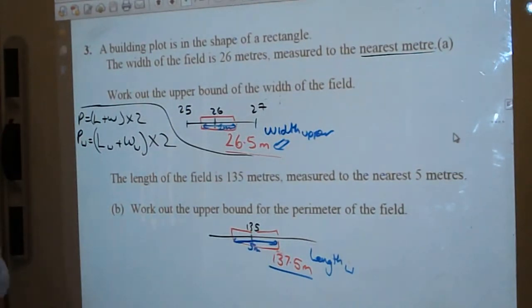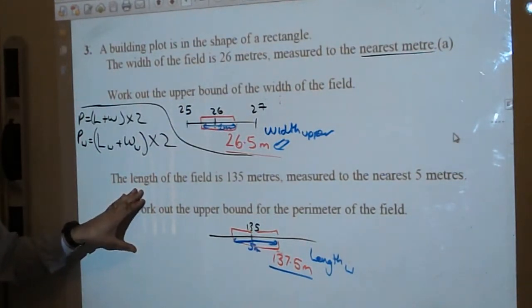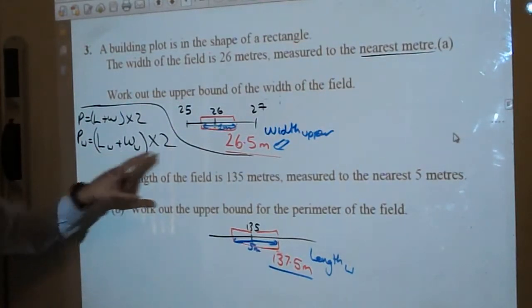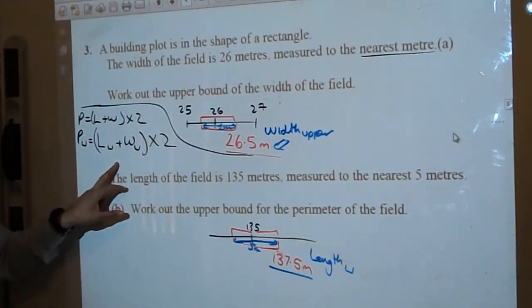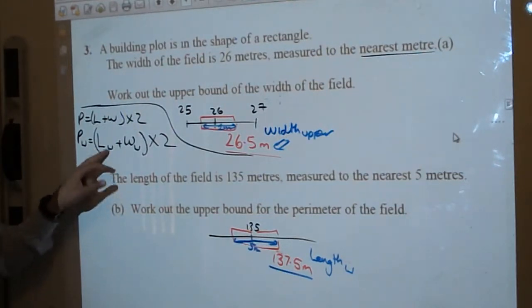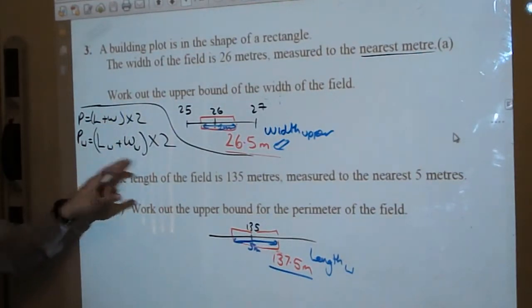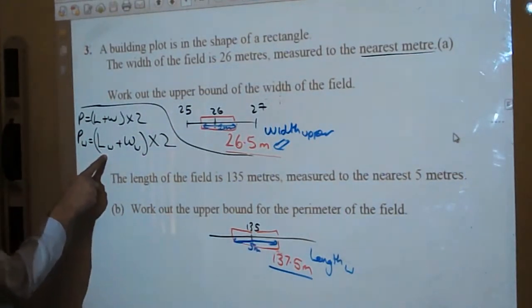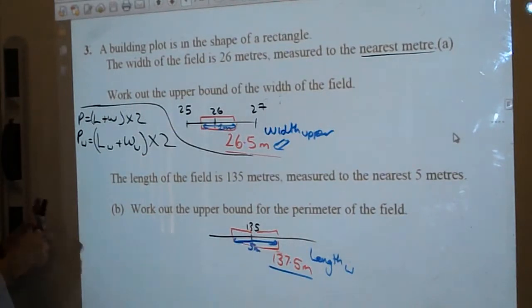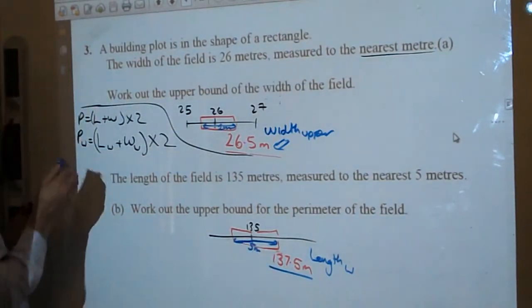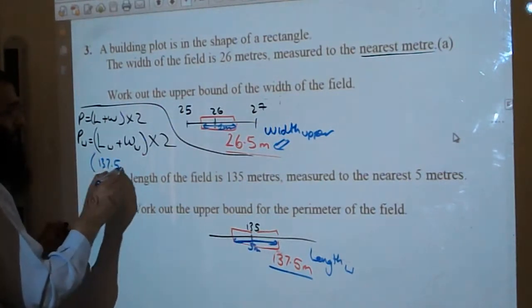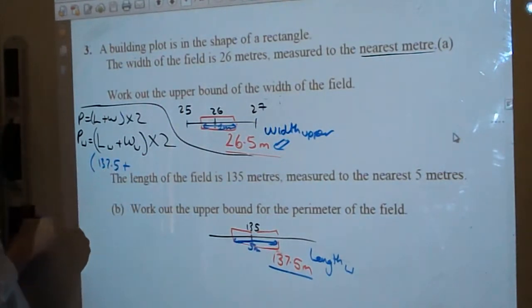As Harun mentioned earlier, this is just the length we're talking about, but the question is talking about the perimeter. So it's going to be the length times by 2 and the width times by 2. So we're going to use the upper length and the upper width, add them up, double it, and that will give us the maximum the perimeter can be. Alright, let's put those values in now. What is the length upper? The length upper is 137.5. Idris, what is the width upper?